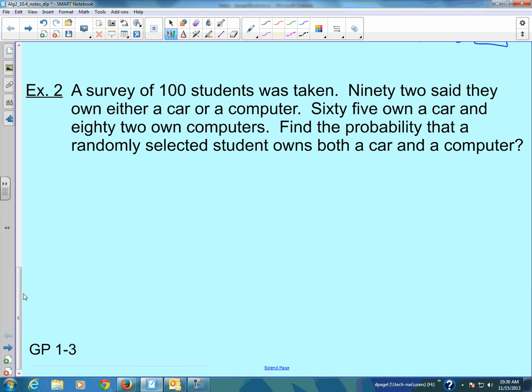All right, survey. Experimental probability.